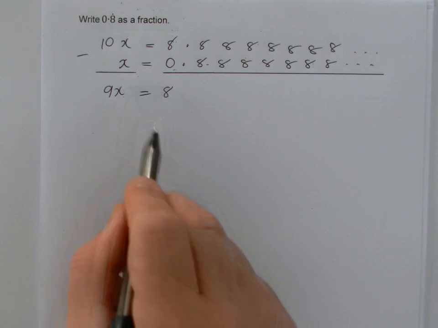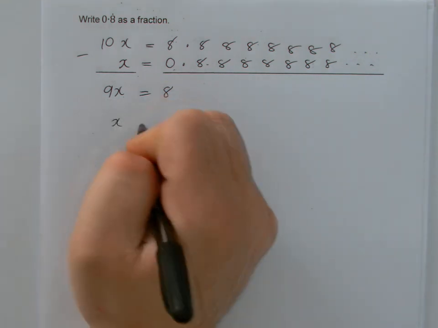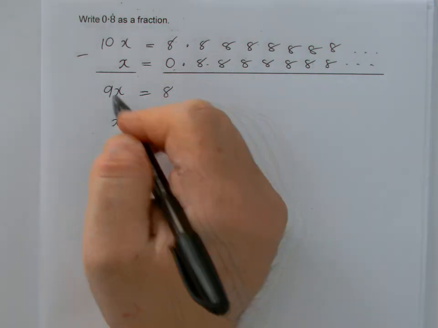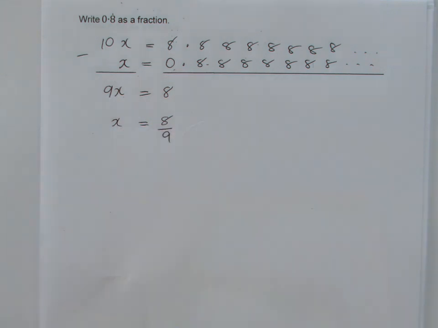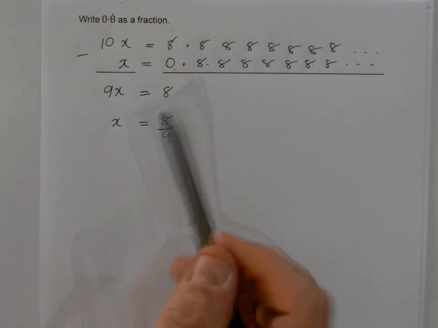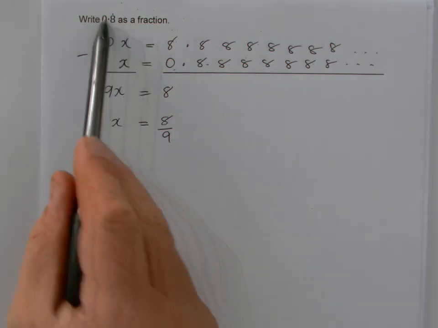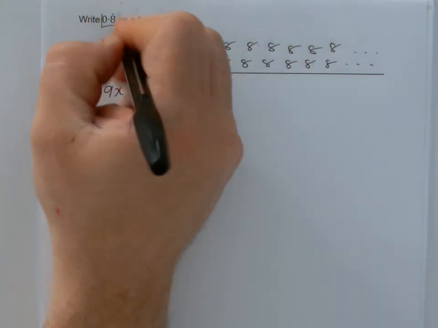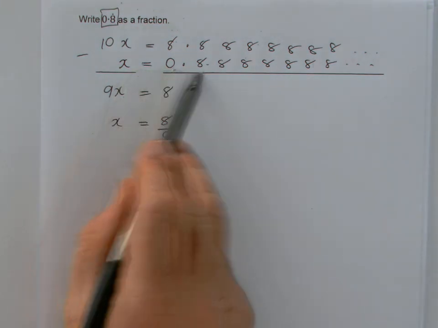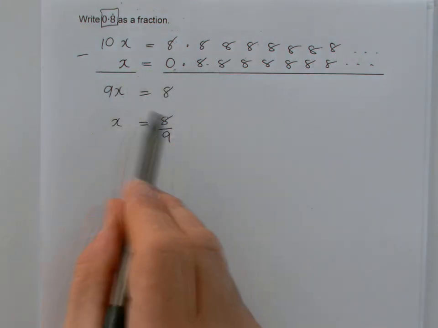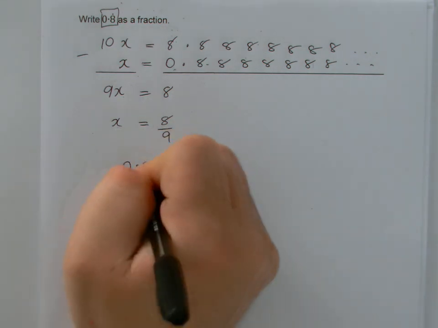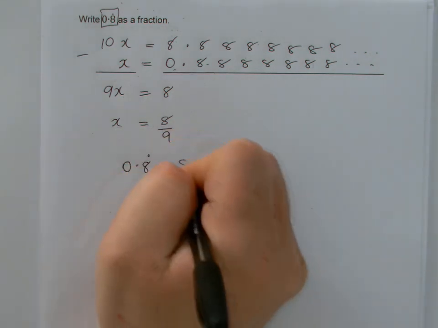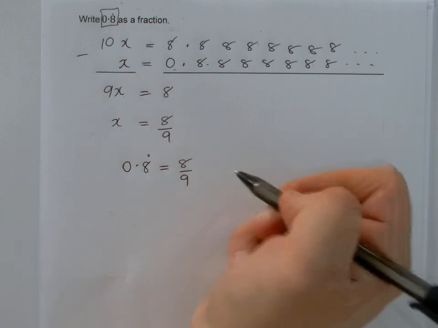So that's an equation now which I can solve. If I divide by 9, so we just have x on its own on this side, then we have x equals 8/9. So remember what x was. x is actually this here. I said x was equal to 0.8 recurring, and now we've found out what x is as a fraction. So quite simply we can say 0.8 recurring is equal to 8/9.